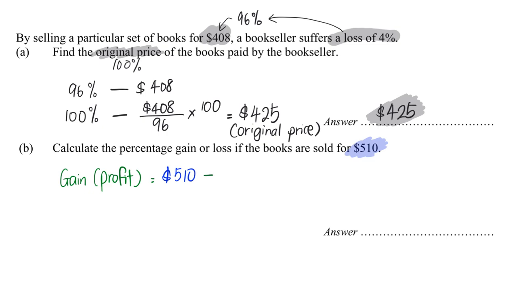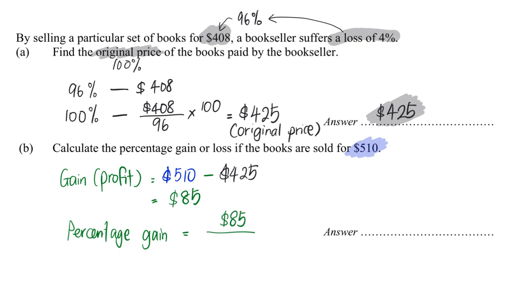And how much is that profit? Yep, the profit will be $85. And since they would like to calculate the percentage gain in this case, then I will have the gain over original multiplied by 100%. That will be 20% gain. Okay, so that will be the answer for this question.